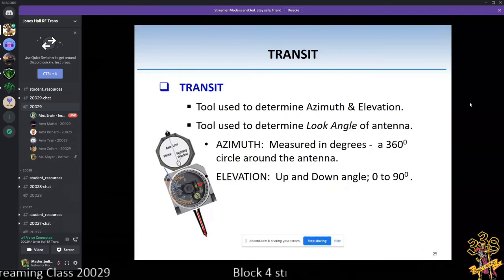Azimuth is that side-to-side angle, which you can turn something 360 degrees. Elevation is an up and down angle. You can only go up 90 degrees. Well, then you start going back down again. The azimuth and elevation of your antenna is called the look angle.